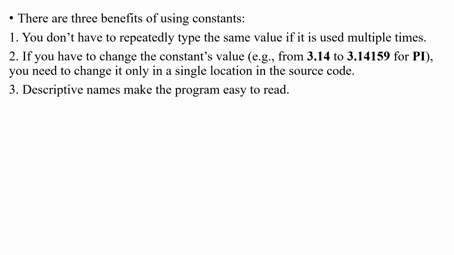There are three benefits of using constants. You do not have to repeatedly type the same value if it is used multiple times. If you have to change the constant's value, for example from 3.14 to 3.14159 for pi, you need to change it only in a single location in the source code. Descriptive names make the program easy to read.